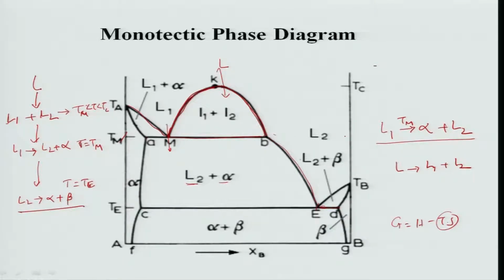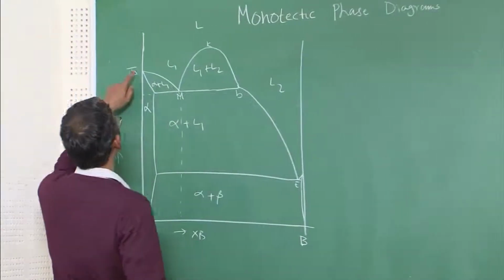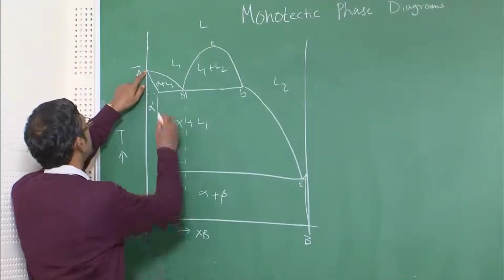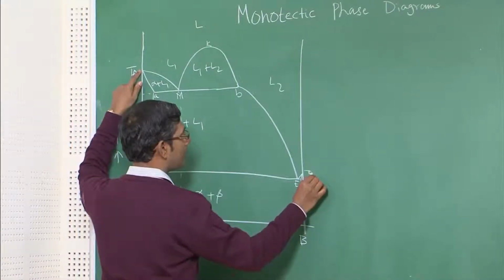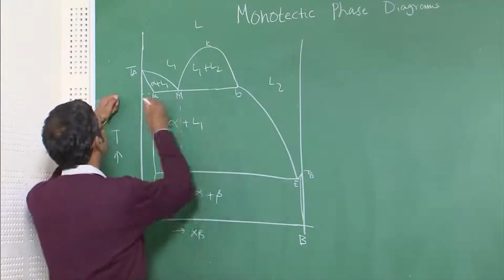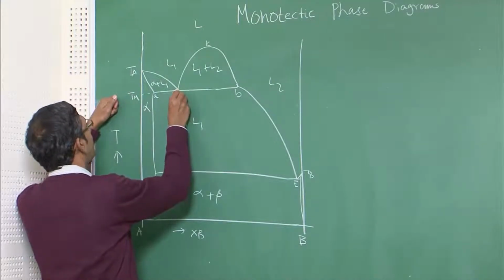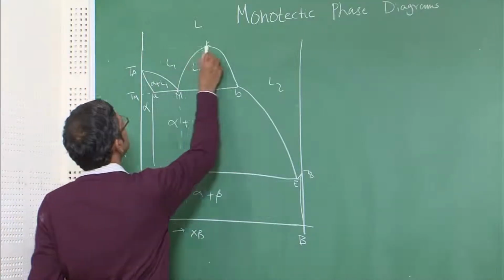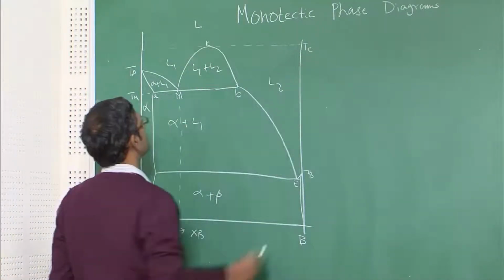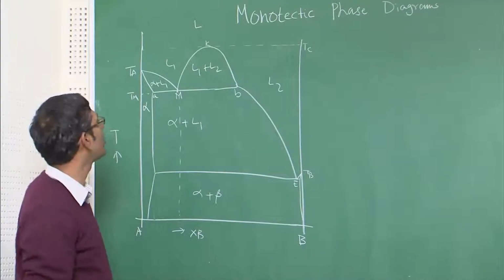So now let me go to the board and discuss the aspects I told you. I have drawn the same phase diagram here on the board. This is the melting temperature of A, this is the melting temperature of B, this is the monotectic temperature Tm, and this is the point M. And this is Tc, the critical temperature.